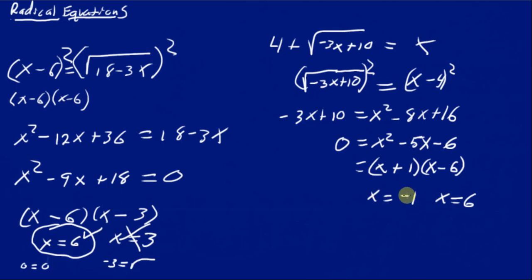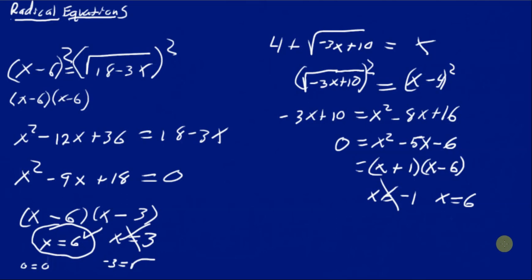Substitute into the original equation. Check this negative 1. If I have a negative 1 over here, that doesn't eliminate this from being an answer. Well, it sure does, because if I subtract 4 from a negative 1, it's still negative, and a radical will never equal a negative.